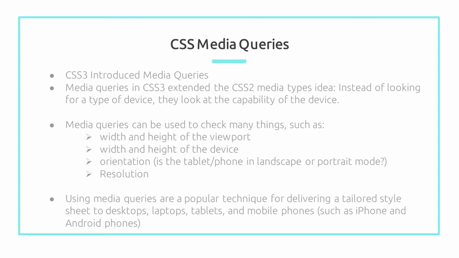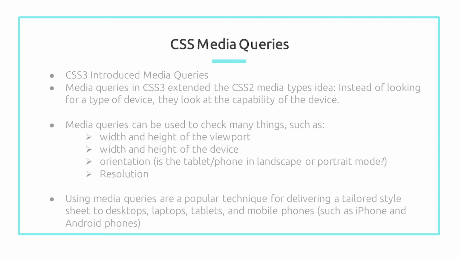CSS Media Queries. CSS3 introduced media queries. Media queries in CSS3 extended the CSS2 media types idea. Instead of looking for a type of device, they look at the capability of the device. Media queries can be used to check many things, such as width and height of the viewport, width and height of the device, orientation (is the tablet or phone in landscape or portrait mode), and resolution.